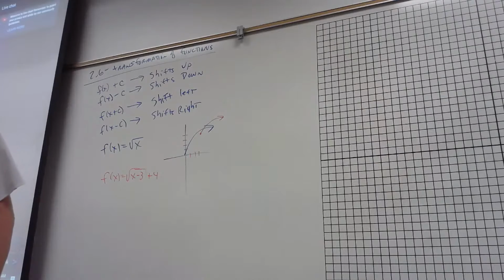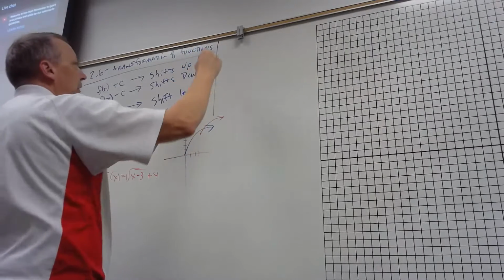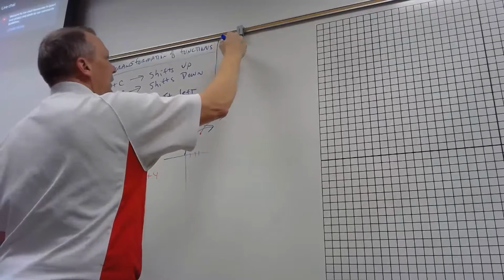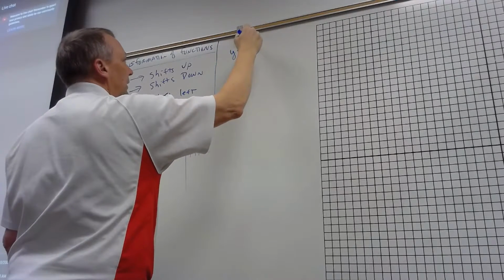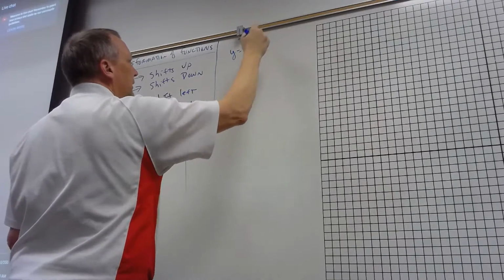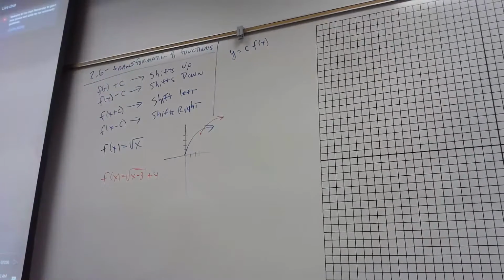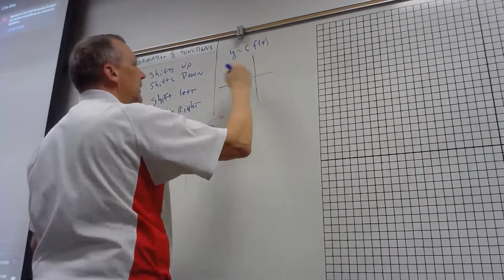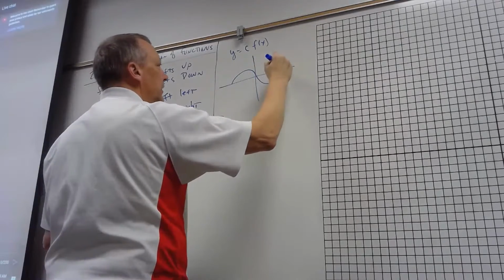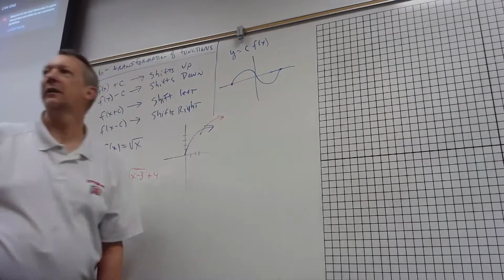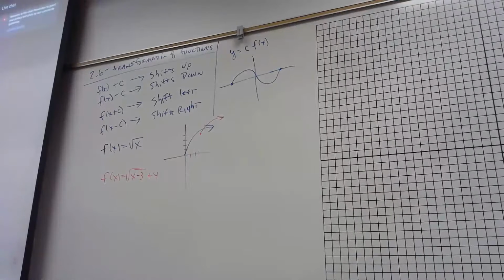Okay, so now we'll draw a line here. What if I had y equals some constant c times the function of x? Let's pretend that my original function looks like that, which is a nice sine line. Anybody moving on to trig? A couple people. Okay, you'll see this a lot.